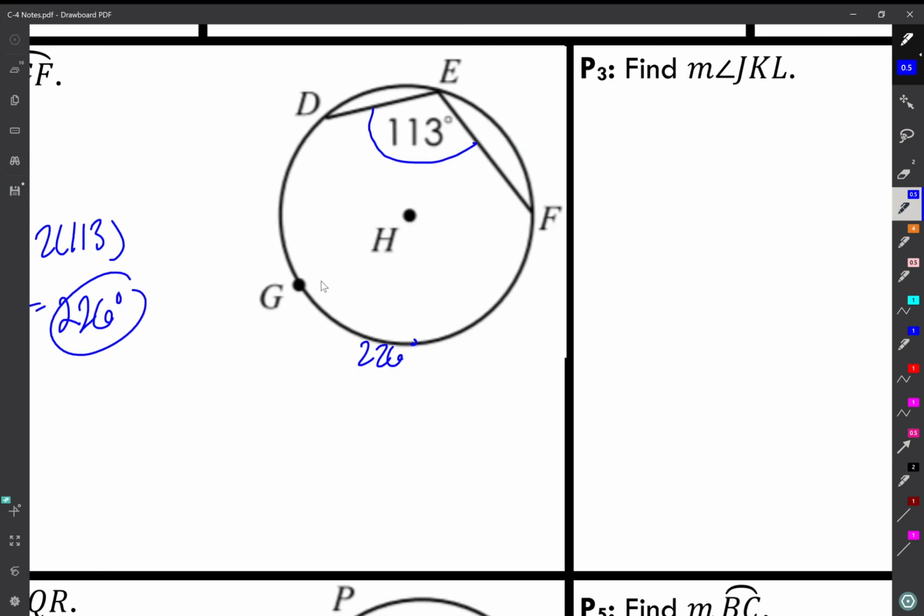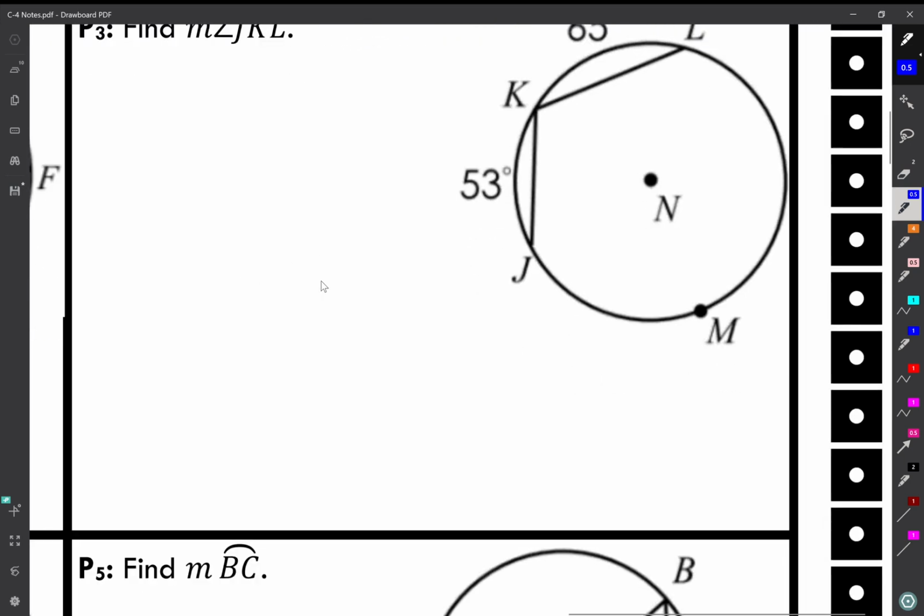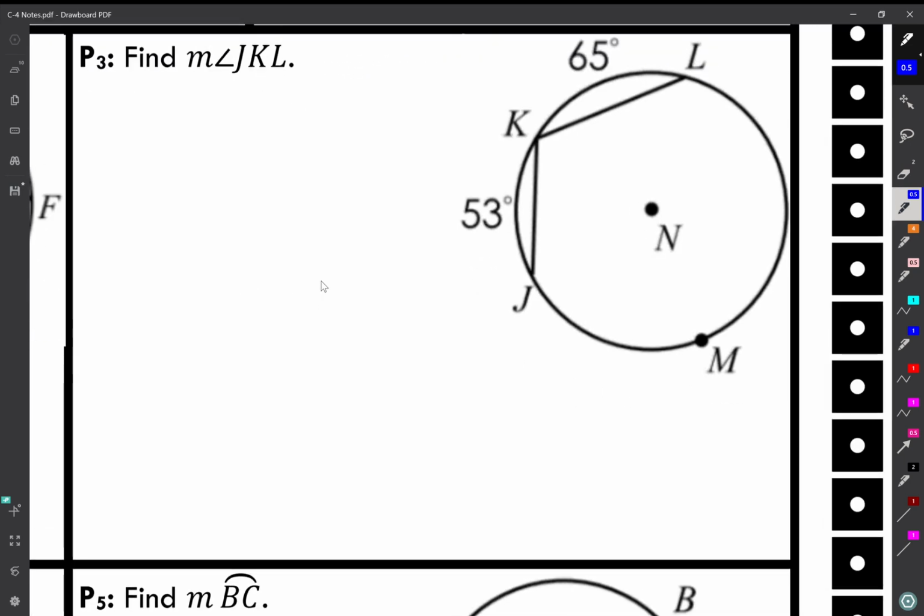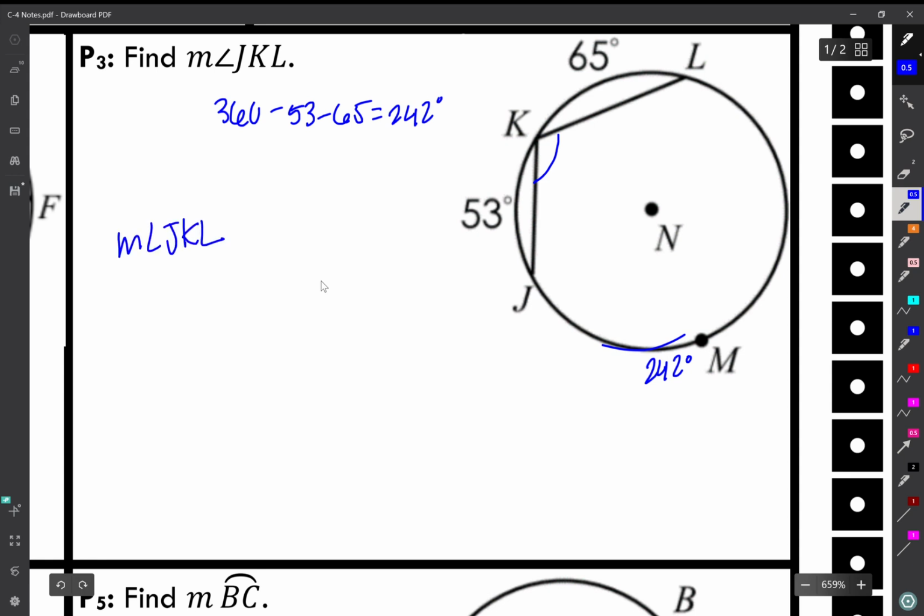All right, number 3. Find the measure of angle JKL. So JKL is this angle right here. To be able to find that, we need to know its arc. So what we're going to do is subtract 360 minus those two arcs, because those three arcs together form the whole circle. So 360 minus 53 minus 65, that's going to give me 242 degrees. So this arc is 242 degrees. So the measure of angle JKL is just half of that 242, which comes out to 121 degrees.